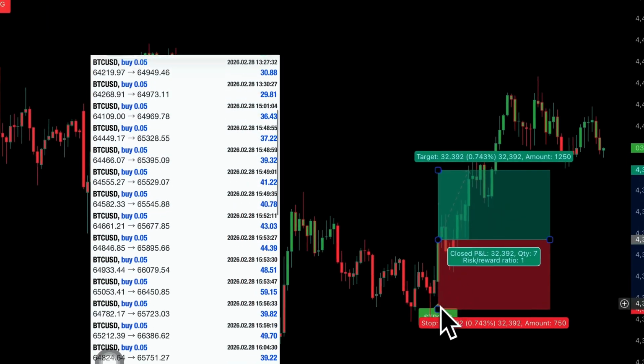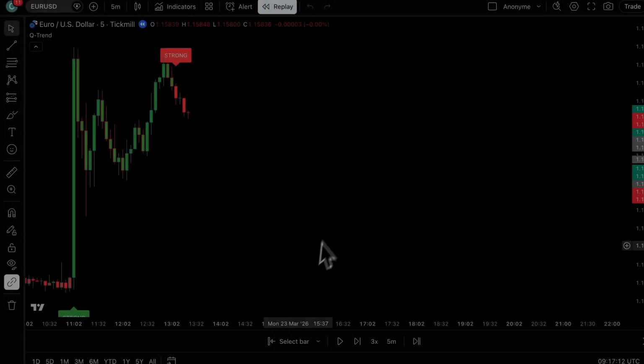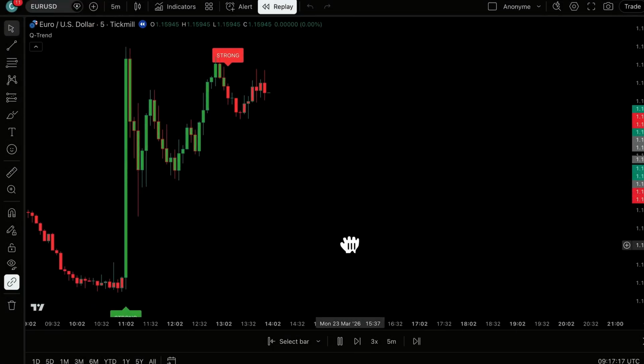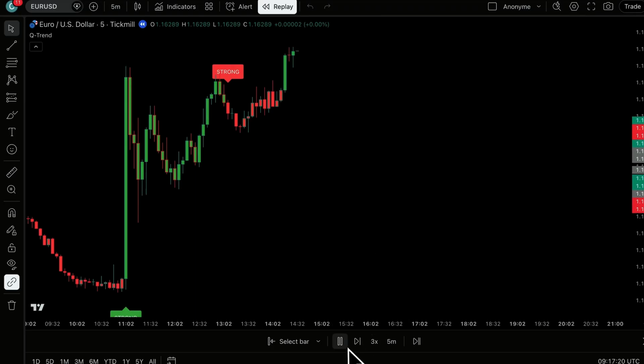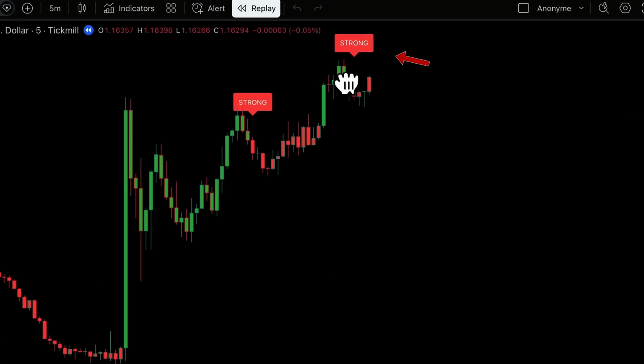You have a technical indicator that will give you very strong buy and sell signals. I'm on forex with a 5-minute time frame, and I'm going to show you live how to use this indicator in this very effective scalping strategy. You can see a first sell signal from the technical indicator.